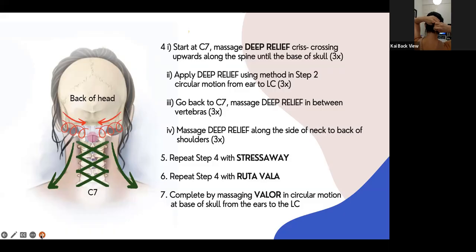Remember to take breaths in. This should be enjoyable and not something that you're rushing through, okay? Step number 4.3, okay? You're going back to the C7 area, but this time around, you're finding the spaces between the vertebrae.